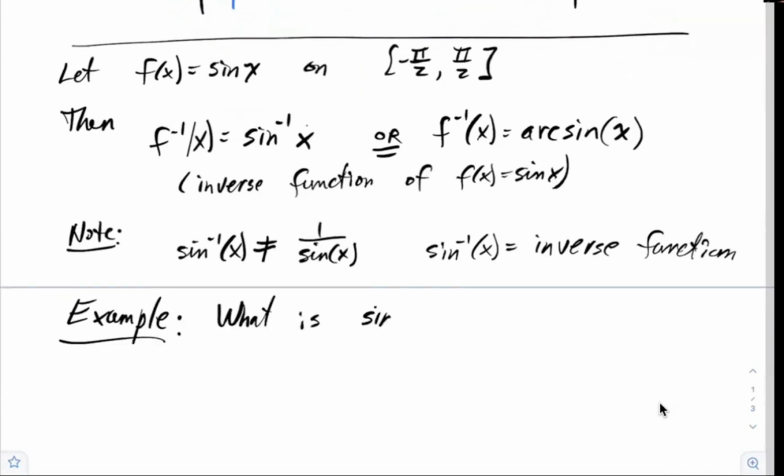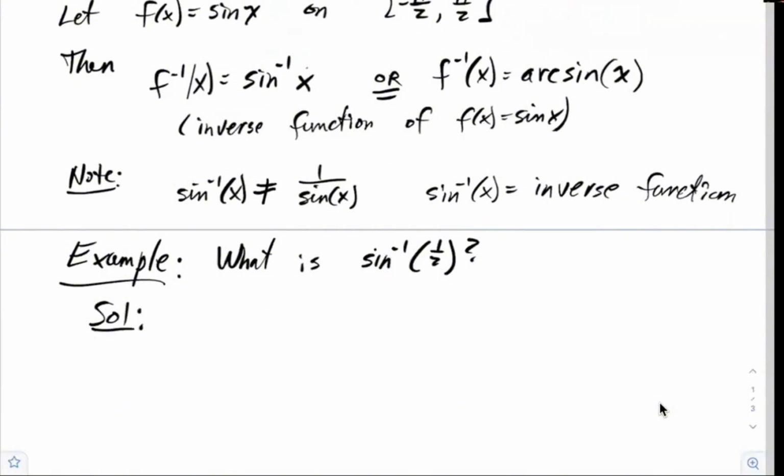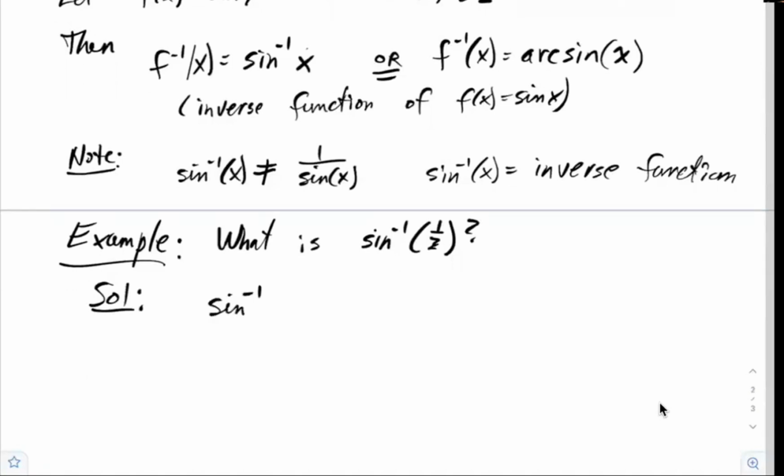Okay, so let's do an example here. What is the inverse sine of 1/2? So what does this mean? Remember last time when we talked about inverse functions, that what goes in as the input for the function becomes the output for the inverse function, and the output for the function becomes the input for the inverse function. So in other words, saying inverse sine of 1/2 equals y is going to be equivalent to saying the sine of y equals a half.